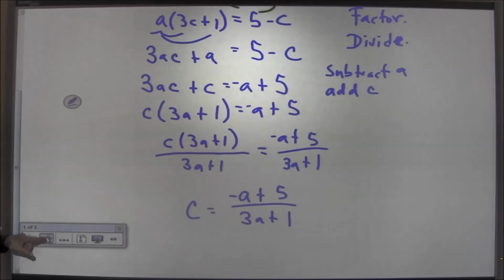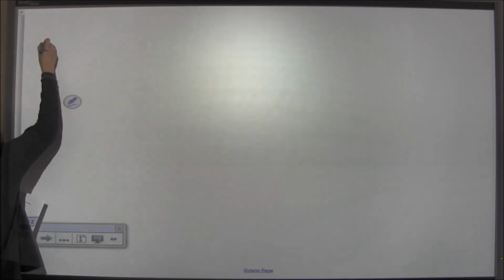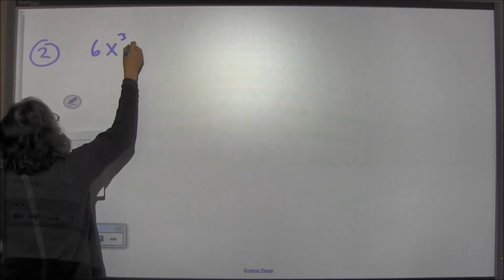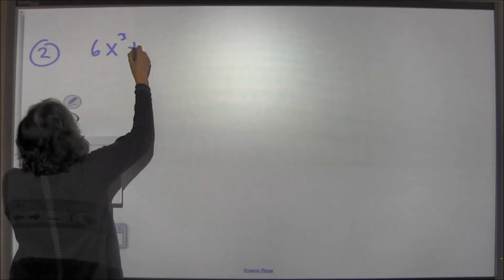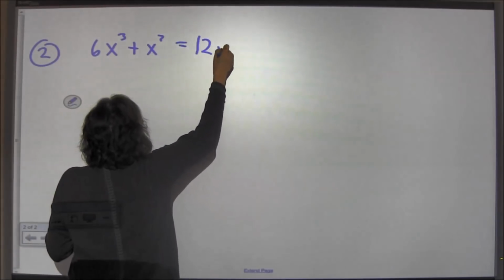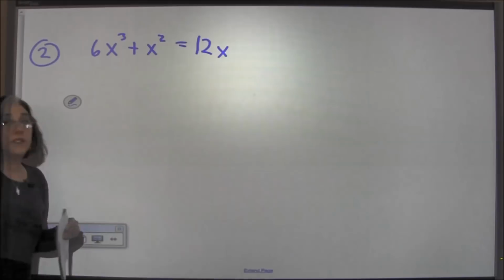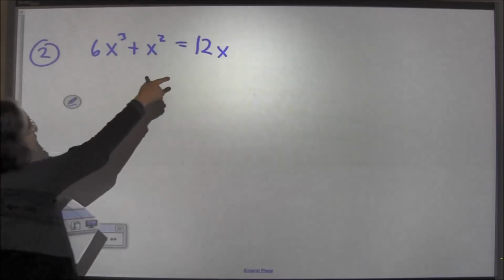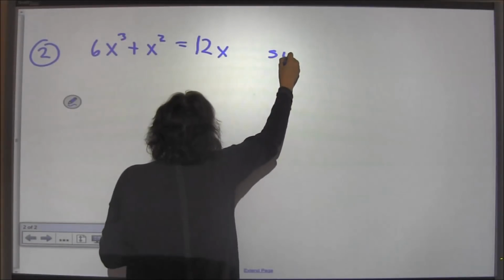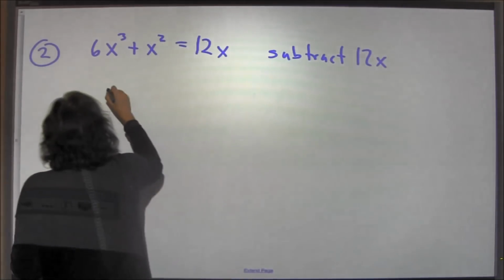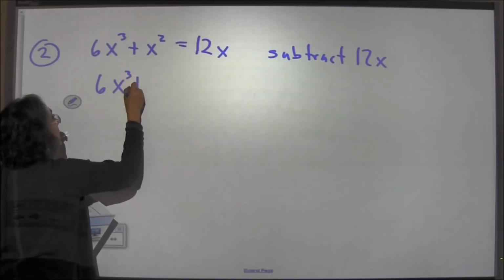Okay. Second question. We're solving 6x cubed plus x squared equals 12x. Okay, if it's not linear, then you're probably going to factor. So I'm going to subtract the 12x from both sides, because I'm about to use the factoring method.